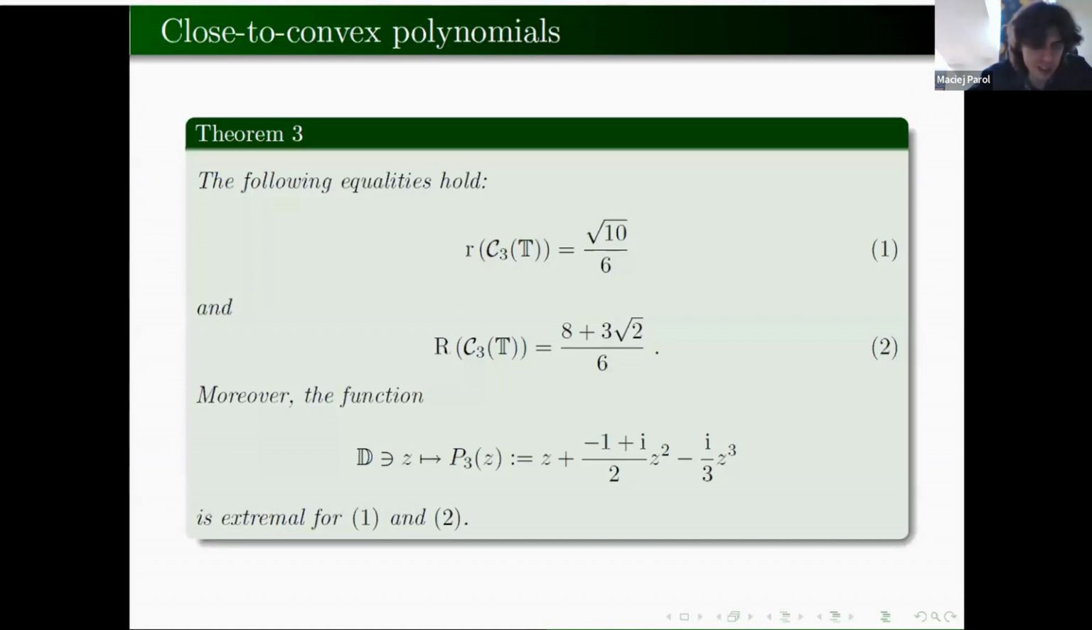Theorem 3 is the case when n is equal to 3. If n is equal to 3, the class of polynomials is quite wide, and the proofs are quite complicated here. But the minimal radius is equal to square root of 10 over 6, and the maximal radius is equal to 8 plus 3 over 3 square roots of 2 over 6. And the extremal function for both radii is z plus minus 1 plus e over 2z squared minus i over 3z to the third power. And we proved this in article number 4.